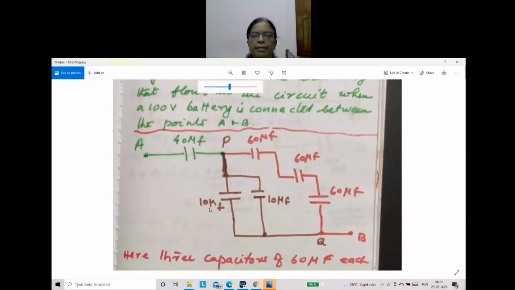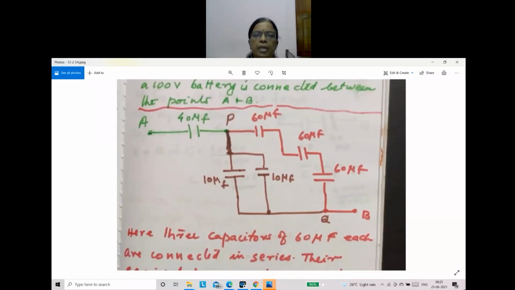They are connected in parallel. So what is the effective capacitance of these two? Cp equals, tell the equation. C1 plus C2. So 10 plus 10, 20. So here this is also 20, and this is also 20.